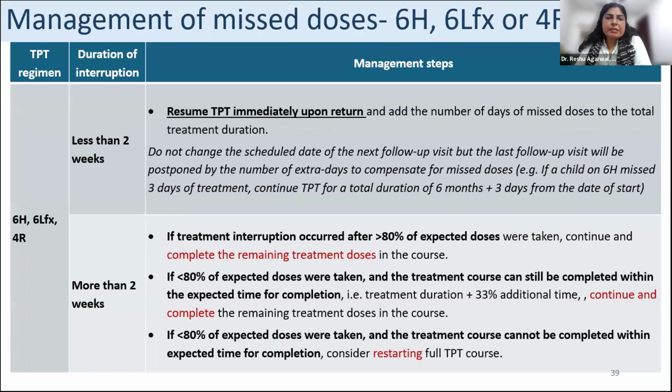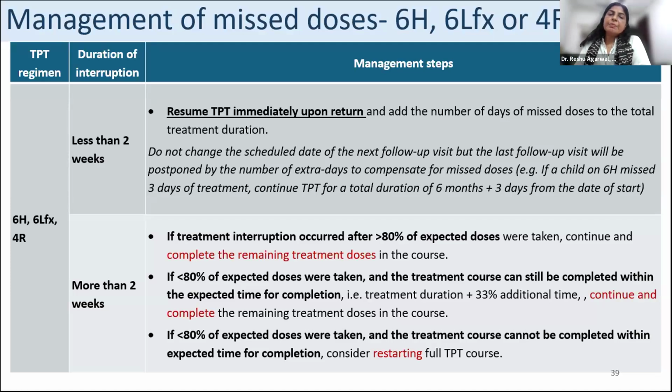Similarly, for 6 months of INH or 6 months of levofloxacin or 4 months of rifampicin, you need to first take a decision whether the patient has missed the doses for less than 2 weeks or more than 2 weeks. If it is less than 2 weeks, then you resume the TPT whenever the patient is coming back to you, and you add the number of missed doses to the patient's treatment, and no need to change the schedule of the patient's visit. They can come as per the schedule, and the remaining doses can be adjusted at the end.